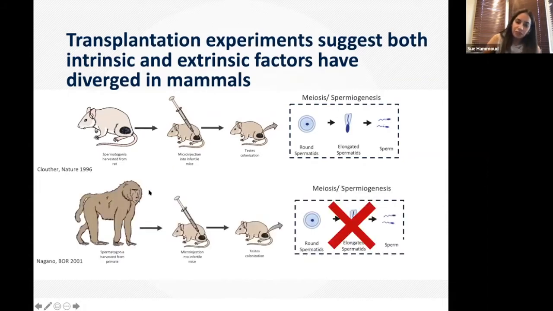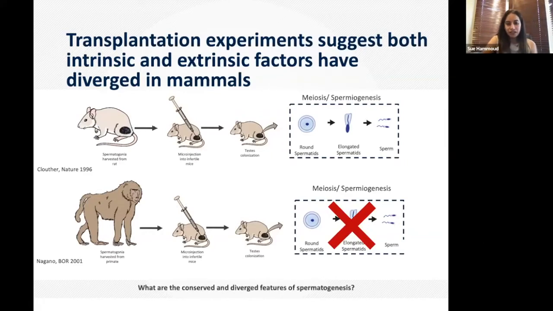However, when you bring in primate spermatogonia from macaque or human and transplant them into the testes, these cells colonize the seminiferous tubule, but they can never differentiate to make differentiating spermatogonia, nor can they enter into the process of meiosis, which suggests that differentiation and meiotic entry have evolved across species.